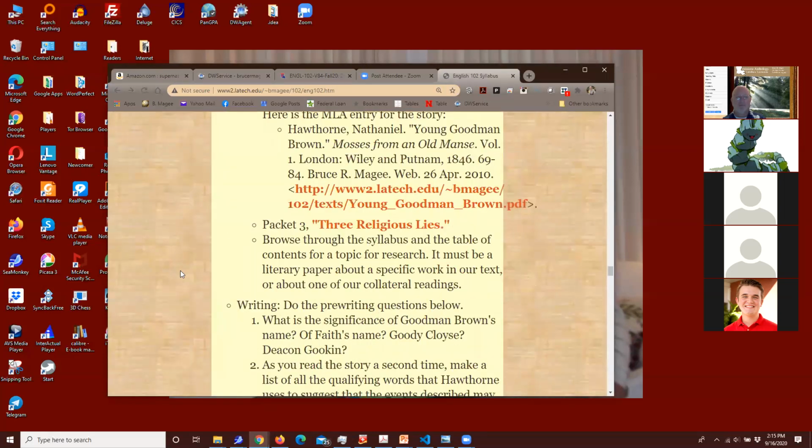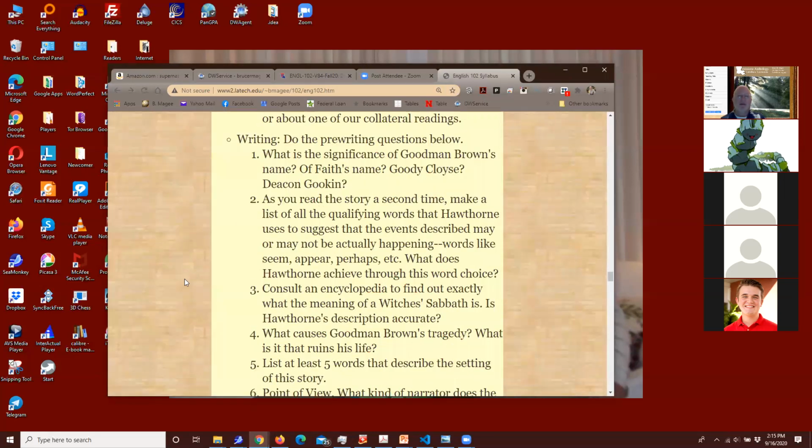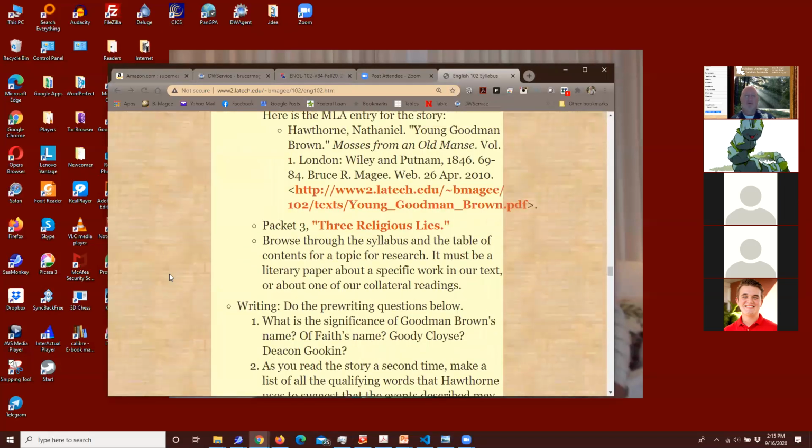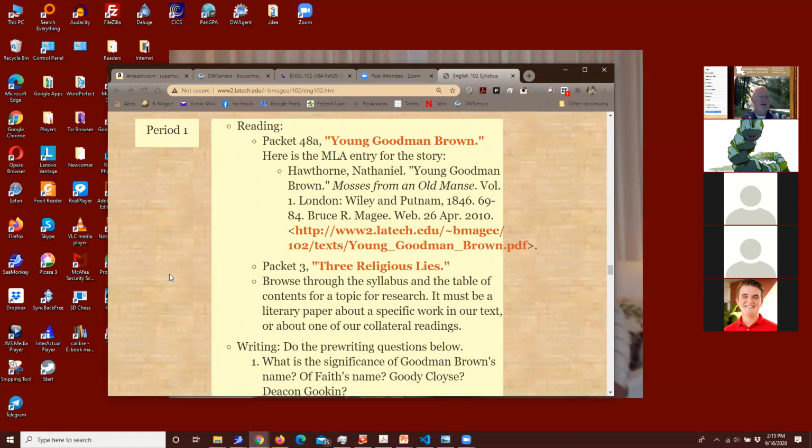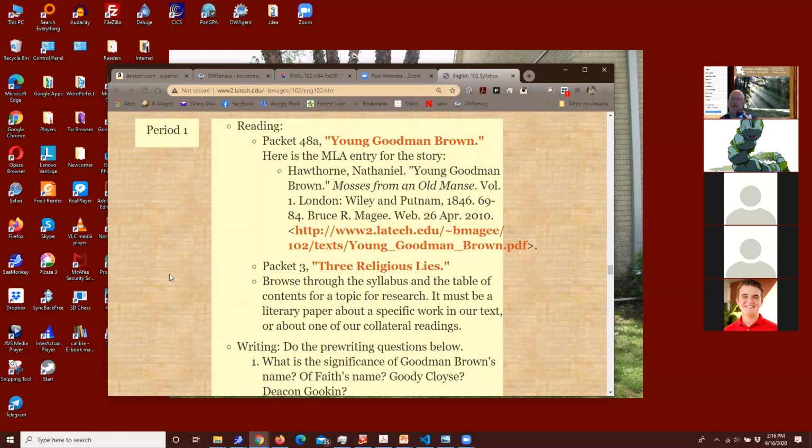Okay, so let's start talking about Young Goodman Brown. This is a famous story by Nathaniel Hawthorne. Now, Hawthorne was living in the early 19th century, the 1800s, looking back at 1692.